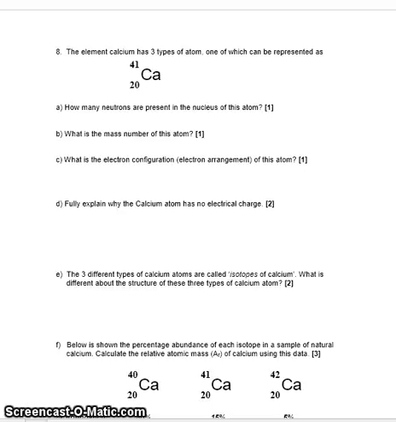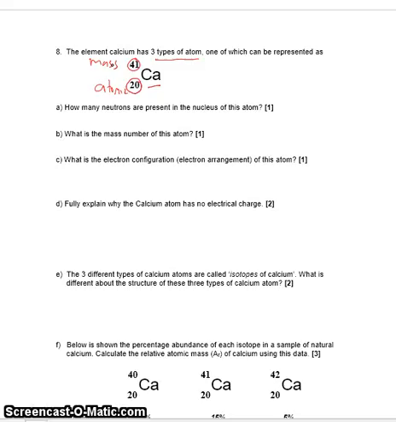Okay, question 8 is telling us information about the element calcium, which has got 3 types of atom. One is represented as shown. So if we have a look, we've got the symbol, we've got down here the atomic number, and at the top, the bigger number is the mass number.